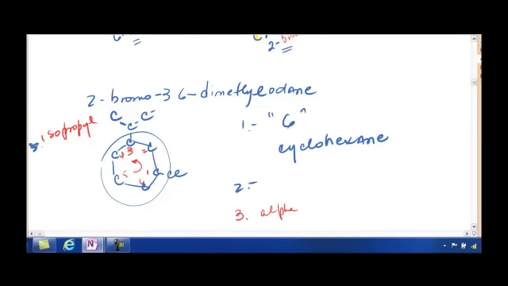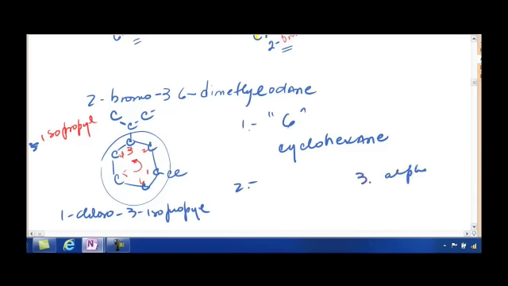Okay, so I'm going to call it what? 1 chloro, 3 isopropyl. Let's pretend rule 3 goes here alphabetically. Rule 2 was to number the parent chain and then name it alphabetically. And then my parent chain is what?